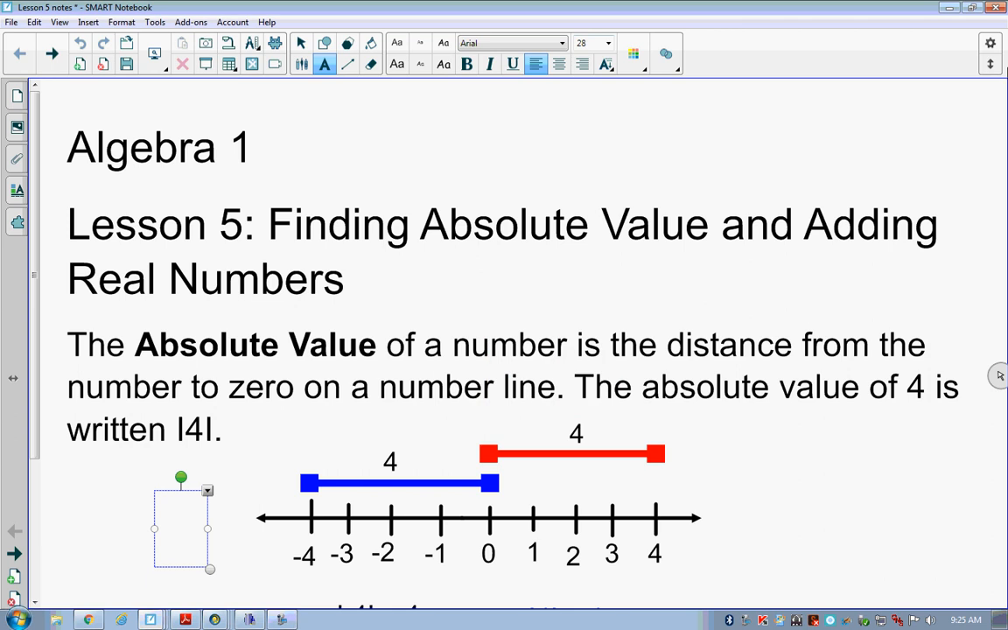All right, Algebra 1, Lesson 5. We're going to talk about finding absolute value and adding real numbers. Hopefully this is still stuff that you're familiar with, it's still review. We should know, hopefully, a little bit about absolute value.